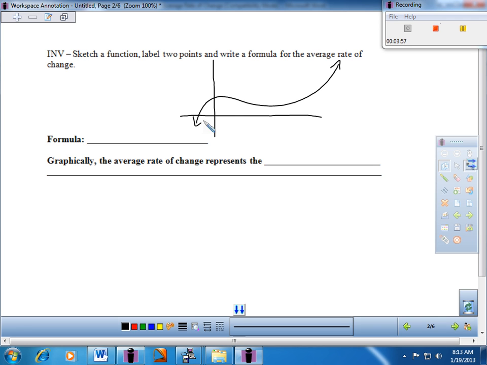If you get a chance here, let's pick any 2 points on the graph of the function. What we're looking for here is how does the function change from here to here? We'll go through that piece in just a second. But basically what we want to do is label those 2 points and then talk about what we would consider the average rate of change.